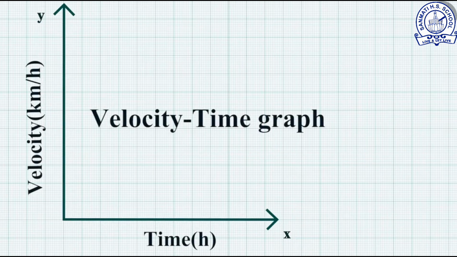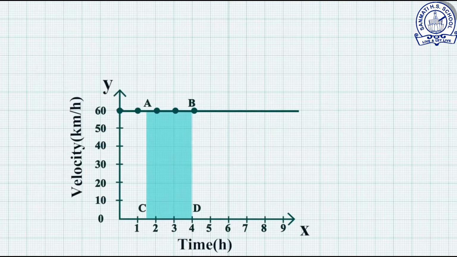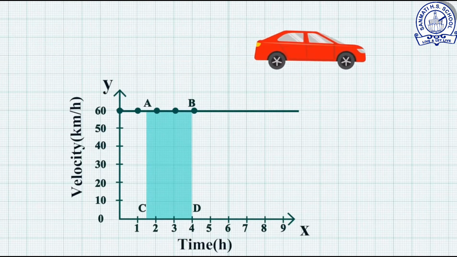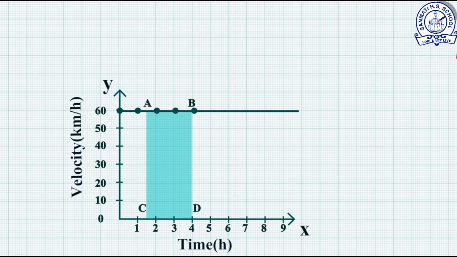Here, time and velocity are represented along the x-axis and y-axis respectively. As the car is moving at a uniform velocity, the height of its velocity time graph will not change with time. It is a straight line parallel to the x-axis.